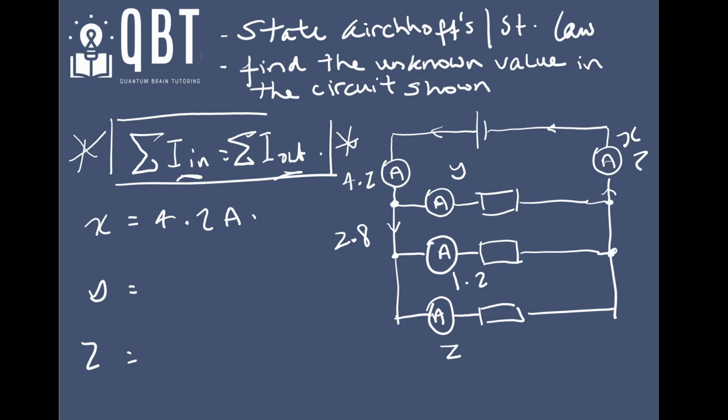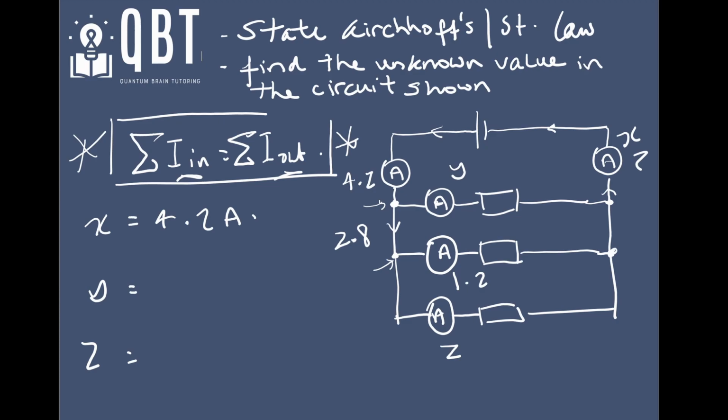That's step one. Now, because this is a parallel circuit, and current is shared in a parallel circuit, we can see that it splits at the junctions. We've got two different junctions, one here and one here, and we can see that the current splits. We need to find the value for Y, and we also need to find the value for Z.